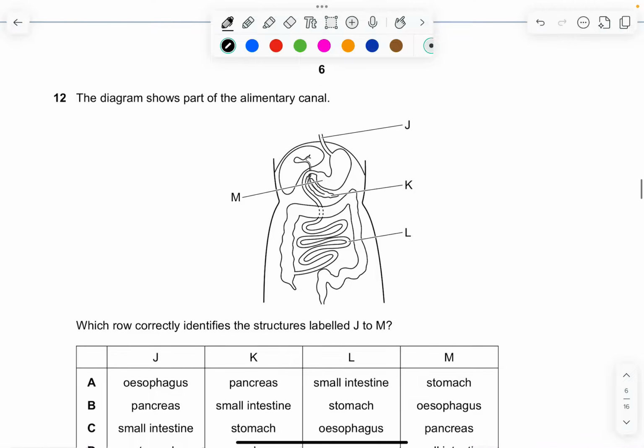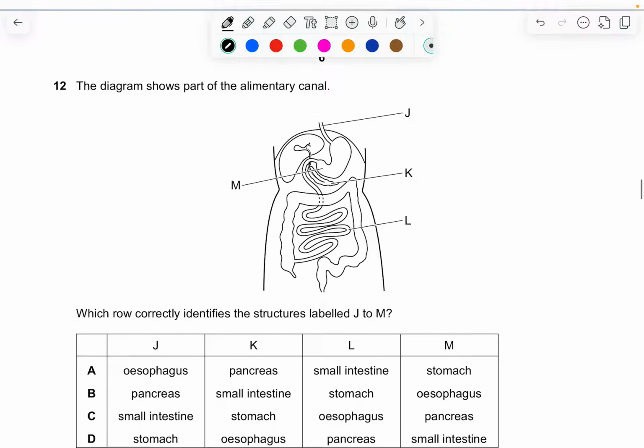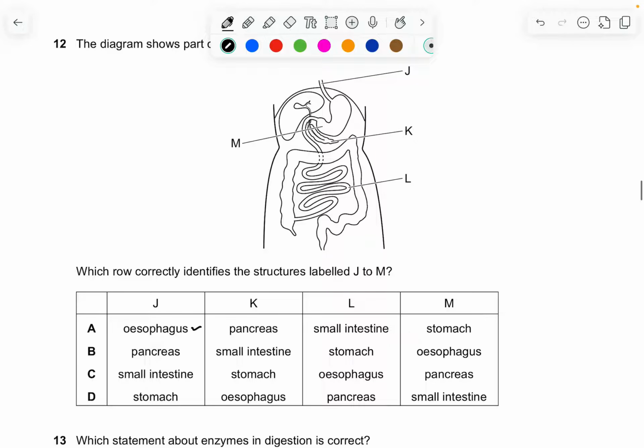Question 12. The diagram shows part of the alimentary canal. Which variable correctly identifies the structure from J to M? So J is the esophagus, M is the stomach, K is the pancreas, L is the small intestine. So the answer is A. If you know what J is, everything is easy already.